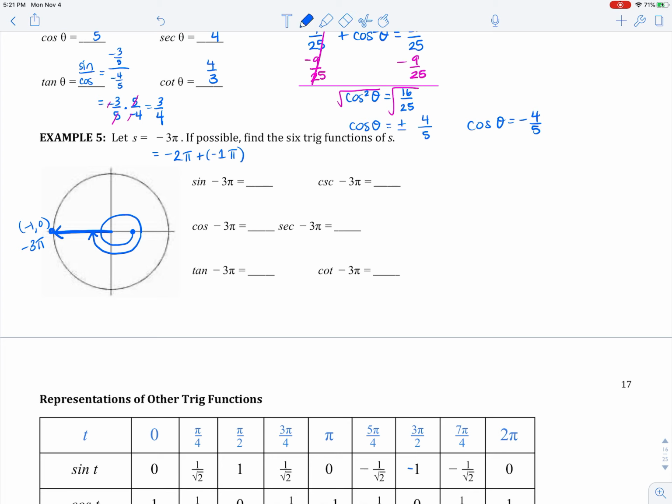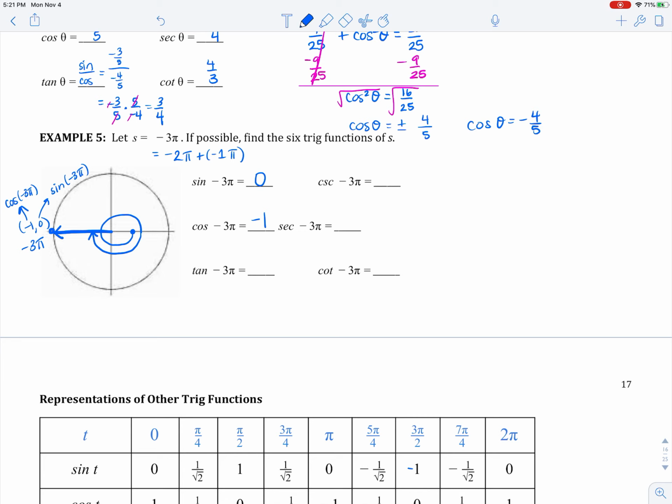All right, we know with the unit circle that the x-coordinate gives us cosine and the y-coordinate gives us sine. So that means sine of negative 3 pi is 0. Cosine of negative 3 pi is negative 1. From here we can find the other 4.